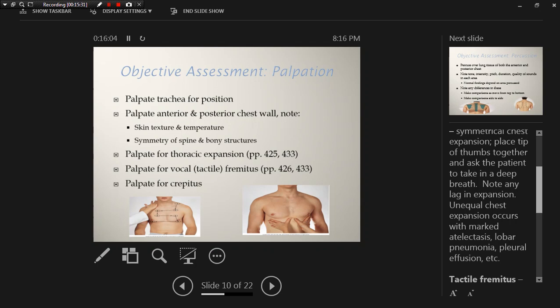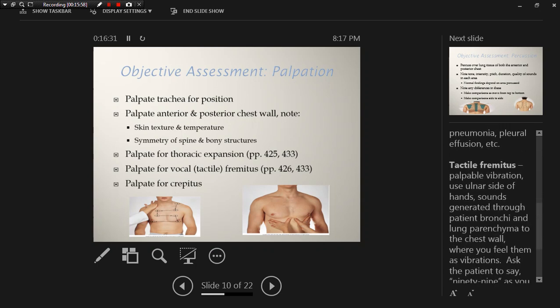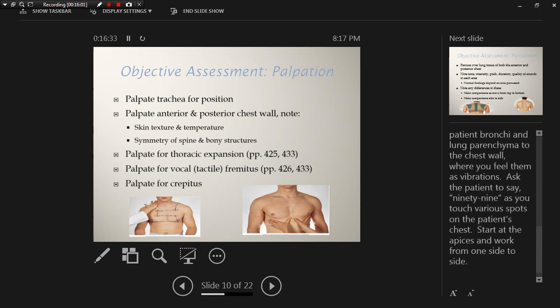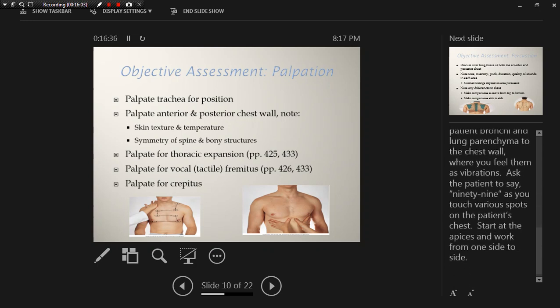Another thing that we can do is palpate for vocal or tactile fremitus. A little bit of palpable vibrations is normal, as long as it's equal from side to side. And again, if we're assessing for tactile fremitus, we're using the ulnar side of our hand, or we can use the base of our fingers. But we typically are going to start at the top. We're going to work our way down, side to side. And we're going to ask the patient to say 99.